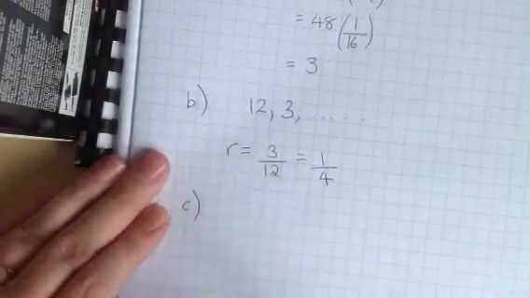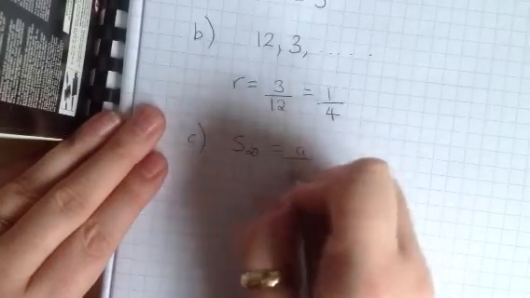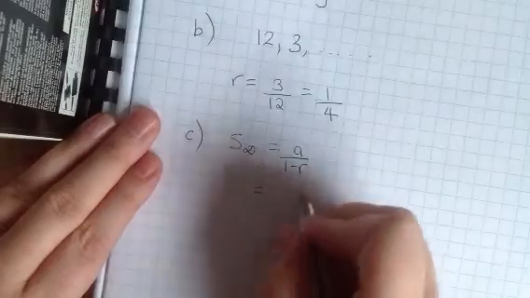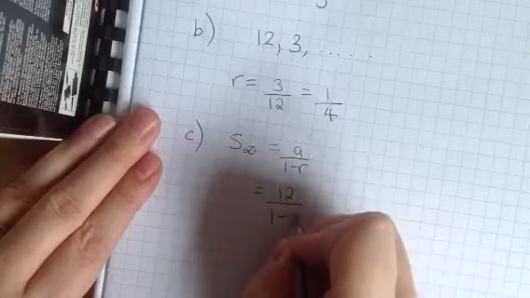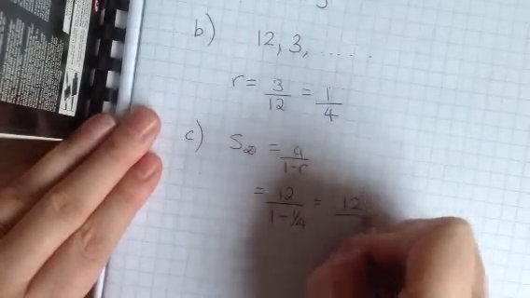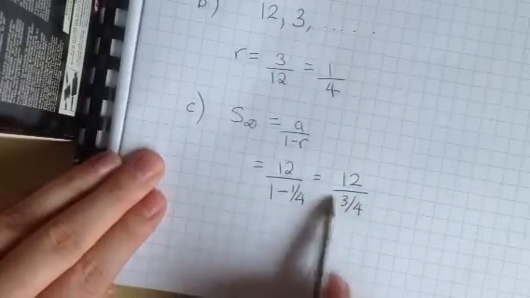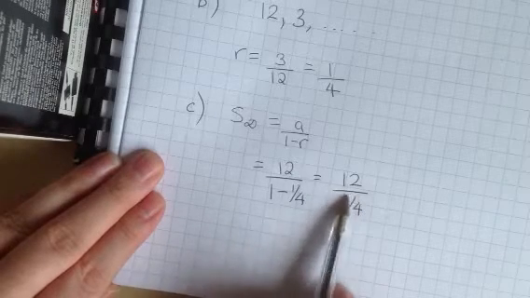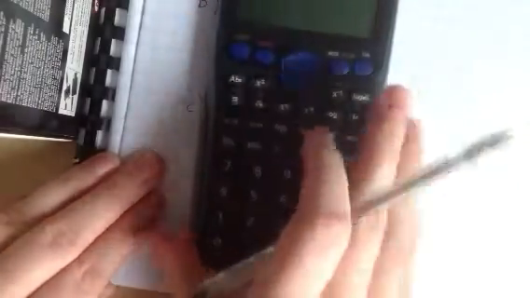Question C is find the sum to infinity of the series. The sum to infinity is the easiest formula to remember of all, which is a divided by 1 minus r. a is the first term, which is 12, and r is the common ratio, so that's 1 take away a quarter, which is the same as 12 divided by 3/4. You can either do that on your calculator or learn the divide by the fraction rule. If you divide by a fraction, the second fraction that you're dividing by gets turned upside down.